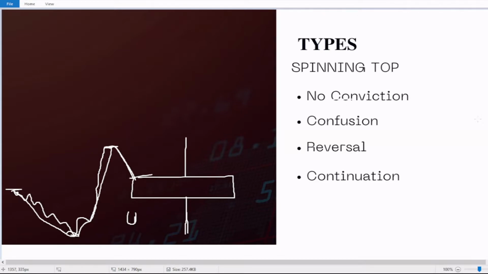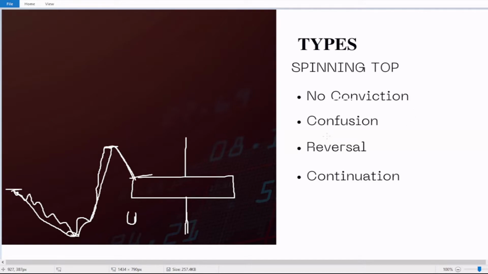Secondly, as I mentioned, there is confusion amongst buyers or sellers. Unlike a Marubozu, where we know there is clarity in the thought process, there is no clarity as such when it comes to a spinning top.